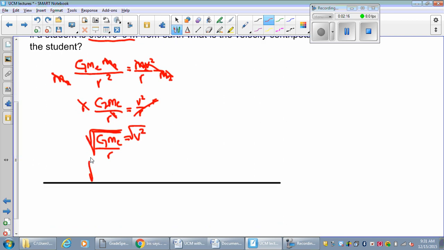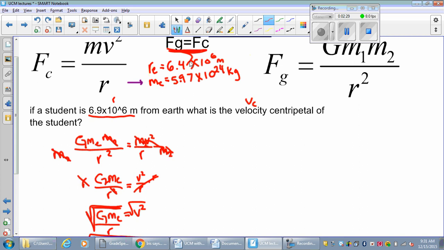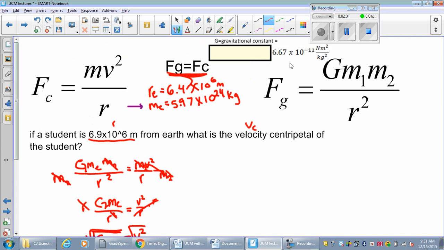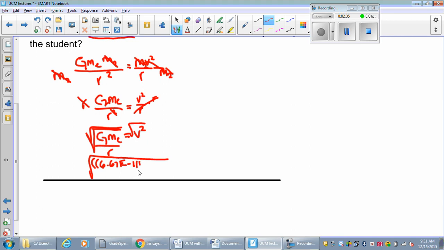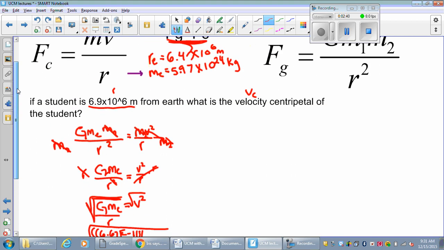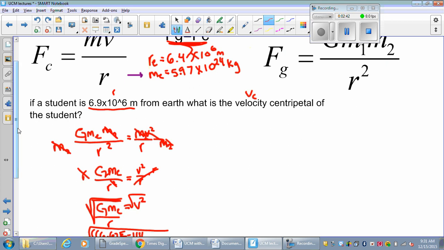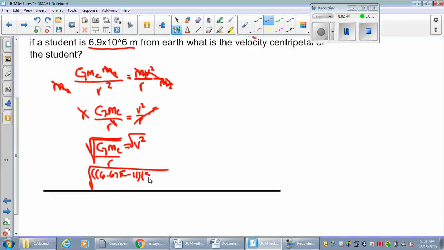So to find out the velocity, square root, G is 6.67. I would double parentheses this in the calculator. E negative 11, and where did I get that from? That's a given. Okay, that's up here. Close the parenthesis on that. Multiply the mass of the Earth, which is always going to be given, 5.97 times 10 to the 24. These are big numbers, but it's really not that big of a deal.